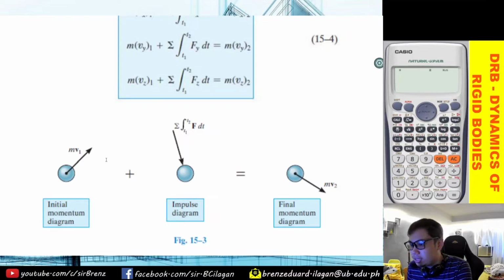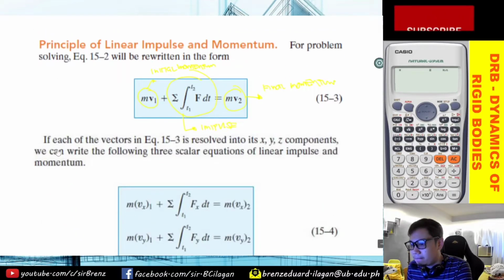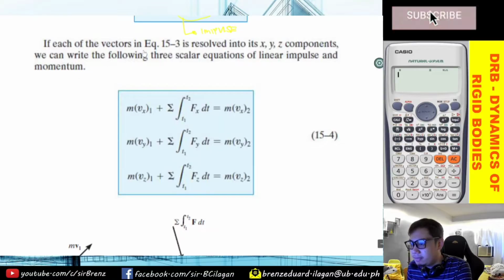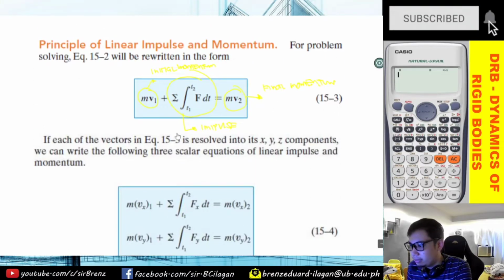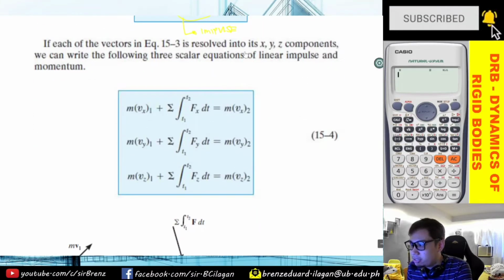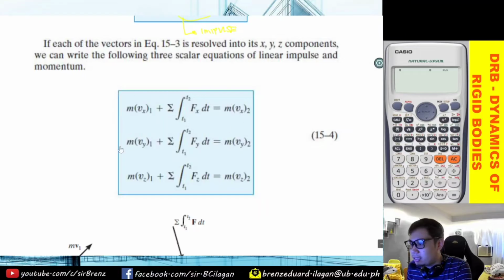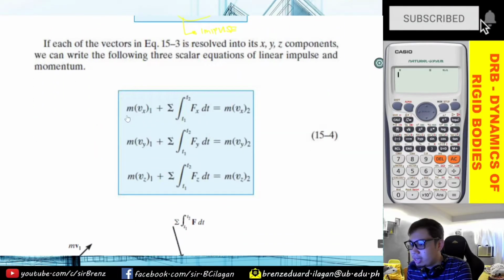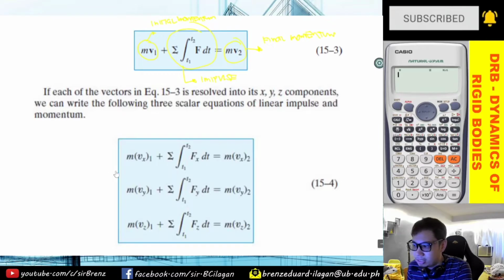Okay, so in each of the vectors in equation 15-3, if it's going to resolve into its x, y, and z components, this can be rewritten considering this equation. So this is the three-scalar equation of linear impulse and momentum. So nangyari lang guys dito, you just need to get the x components of every force and velocity.